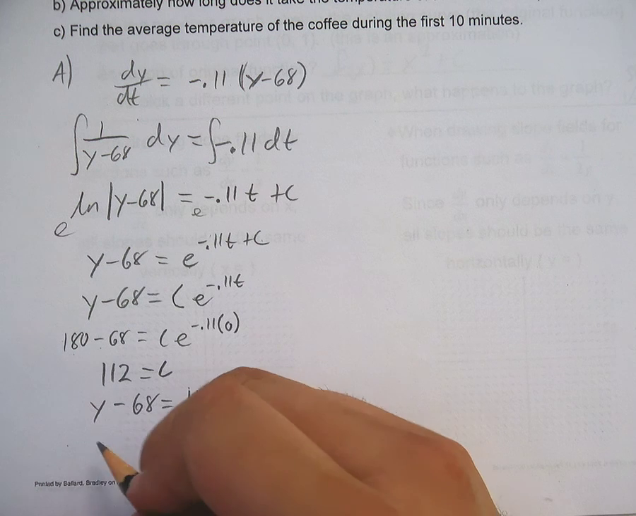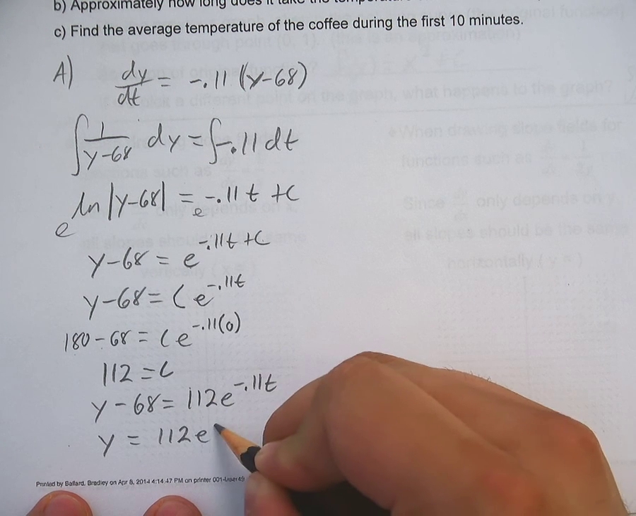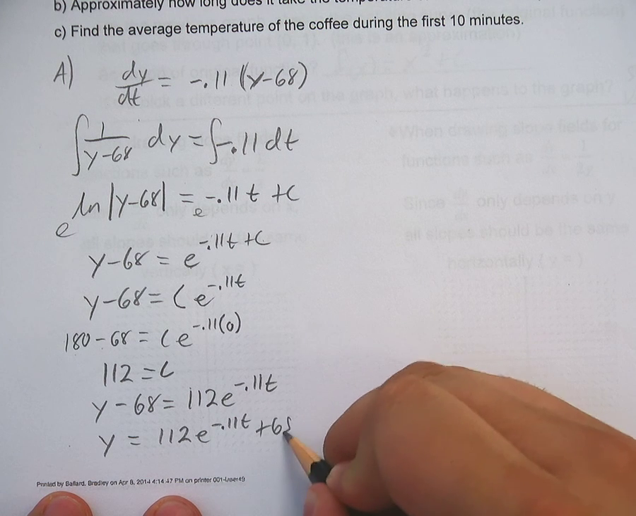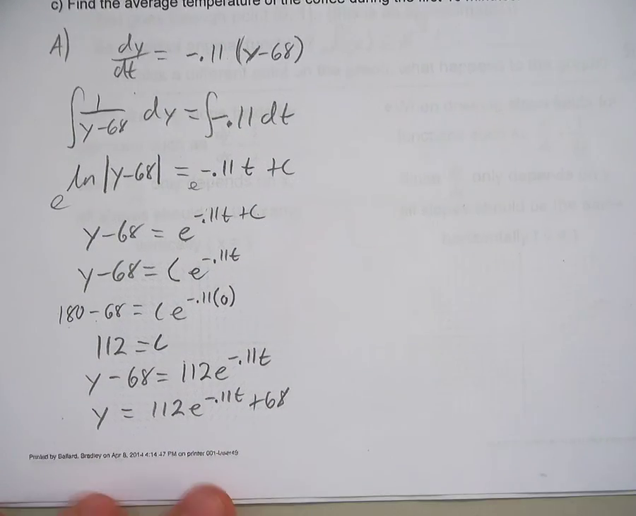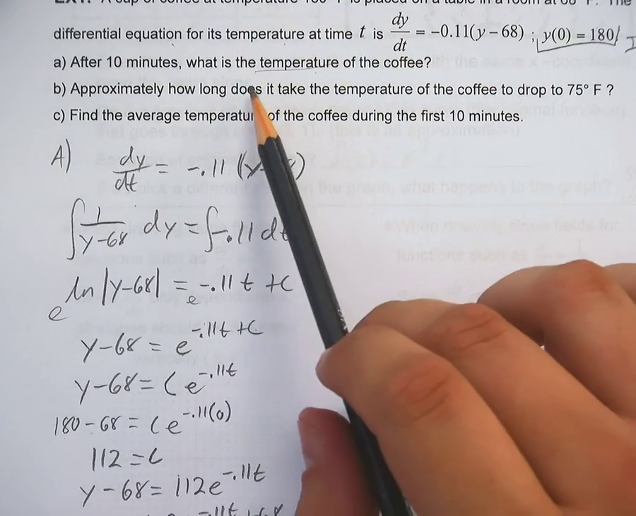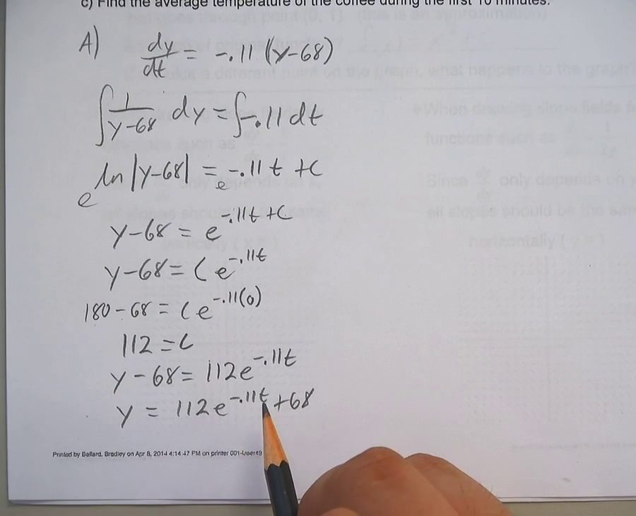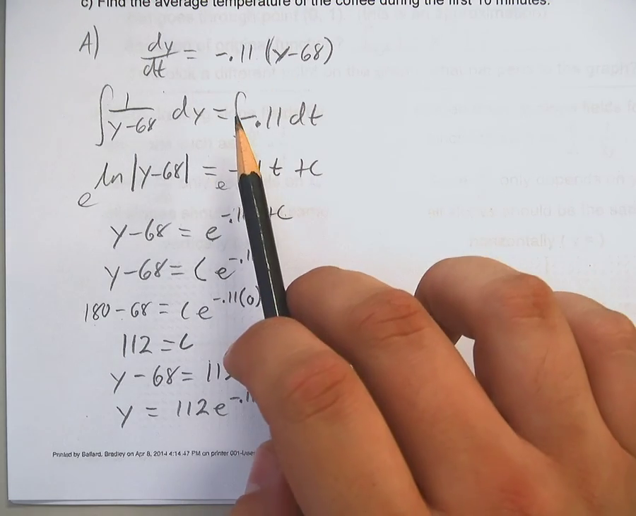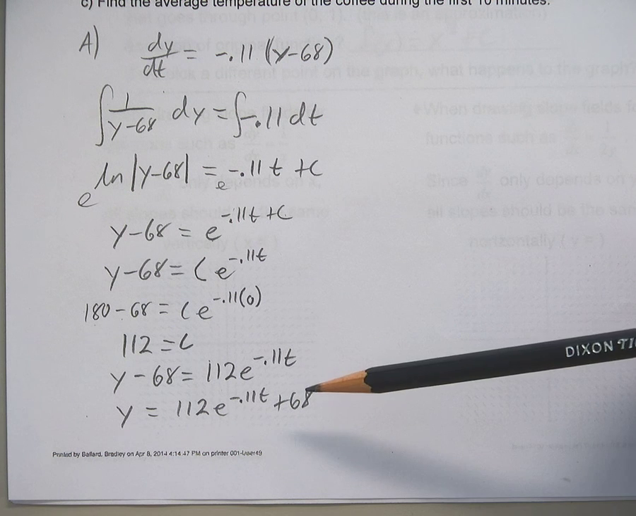And then just add your 68 over. y equals 112 e to the negative 0.11t plus 68. Now to answer the question, after 10 minutes, what is the temperature of the coffee? All I have to do is plug 10 in right here. So I took the rate at which the coffee was changing and integrated it to find its actual temperature. That's all this is here.